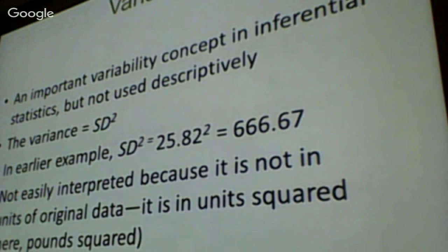It's important, and it really measures the amount of variation in your sample. It's hard to understand intuitively. So in our previous example, the variance would have been this squared.